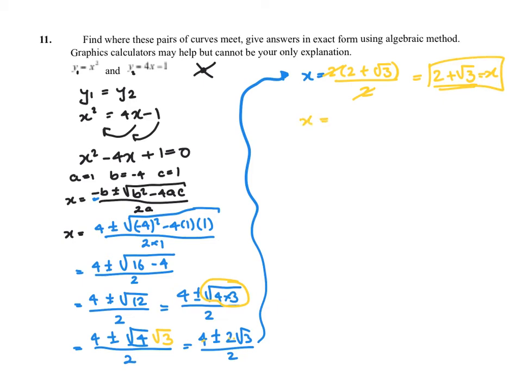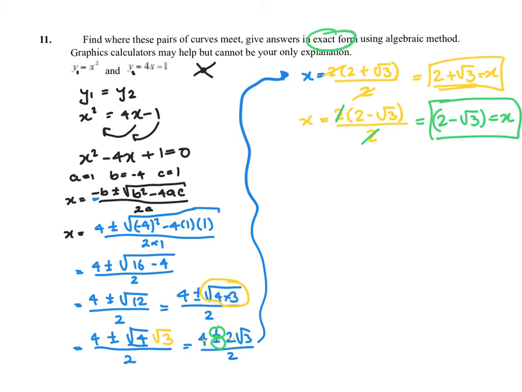And then the other x, we're going to do the same, take 2 in front, then 2 is left. And now instead of plus, we're going to write minus. So let's go back to the same, minus square root of 3 divided by 2. And again, 2 cancels out. So the other value of x is going to be 2 take away square root of 3. And they said in exact form here, so this is the exact answer. We're not going to simplify this any further.